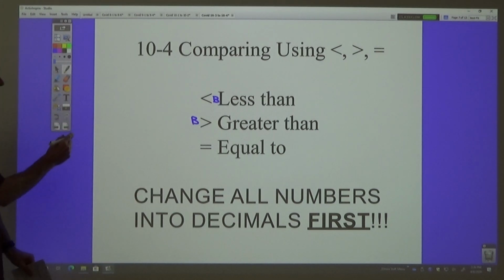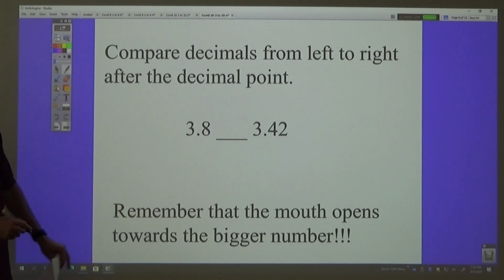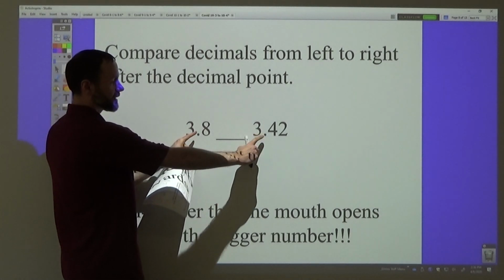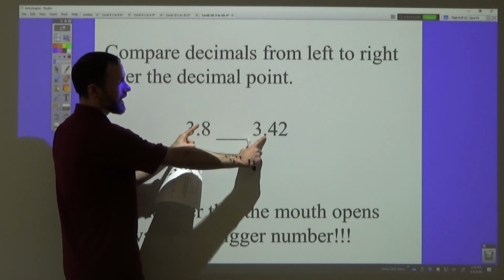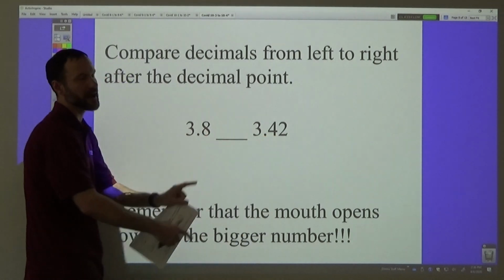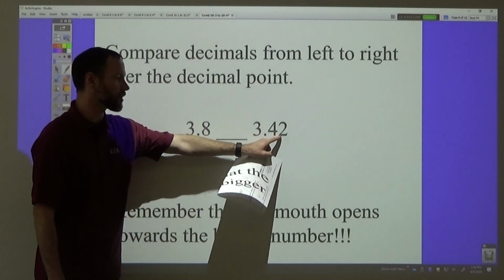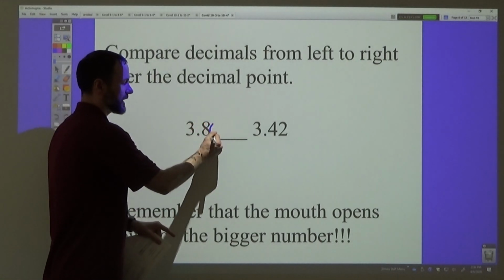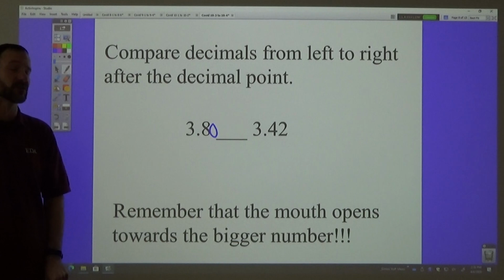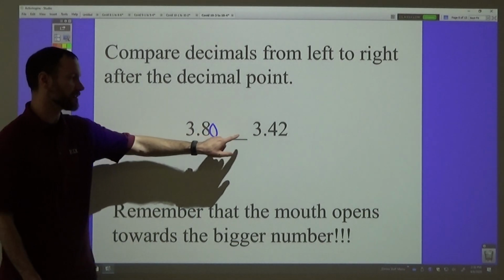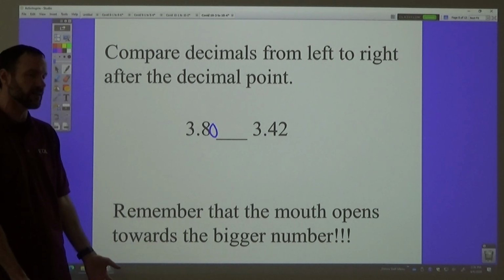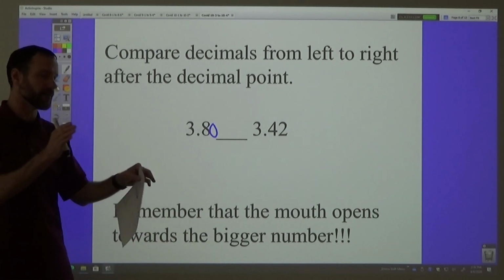Again, we're going to change all the numbers into decimals first. So compare the numbers from left to right after the decimal point. We have a 3 and a 3, point and point. So far they're tied. 8 versus 4. Now be careful. It's not 42 versus 8. Remember, you want the same number of decimal places, so I could technically put a 0 there. So really it's like $3.80 and $3.42. Another good strategy is to make it look like money. Or just go number by number by number.